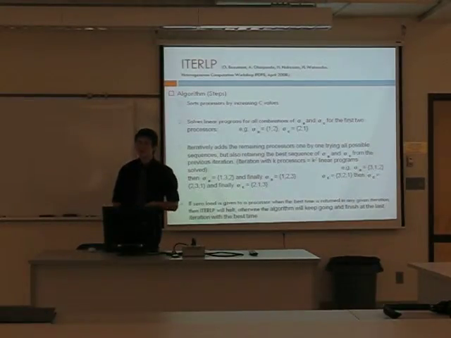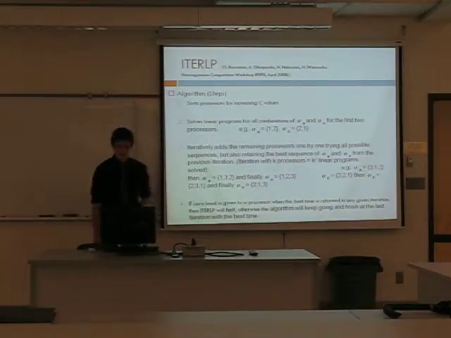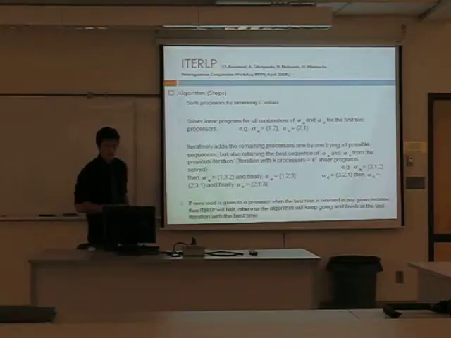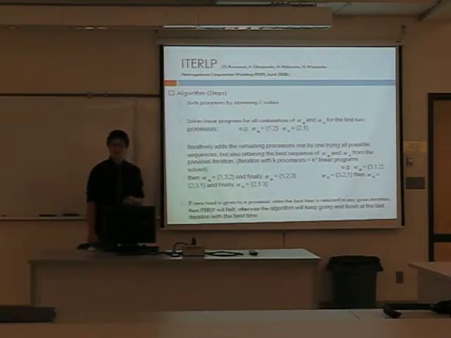Now, the steps that the algorithm takes are as follows. It starts by sorting the processors that are given to it by increasing C values. What I mean by that is, the larger C is, the longer it takes for data to pass through, essentially. The second thing it does is solve linear programs for all combinations of allocation and collection for the first 2 processors.